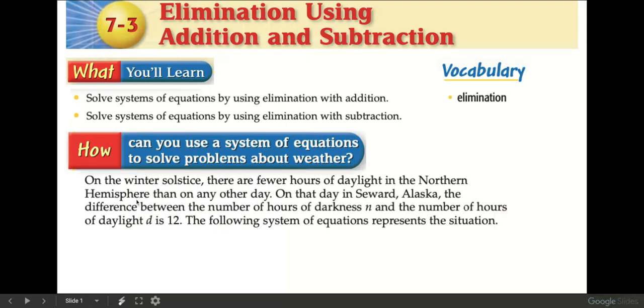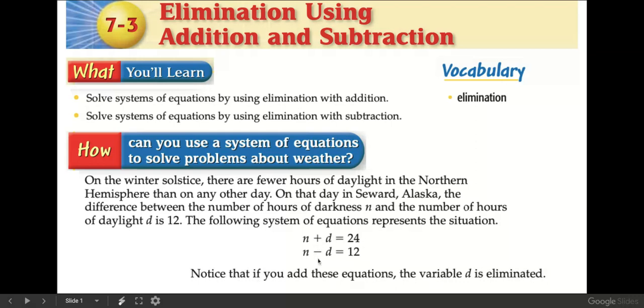On the winter solstice, there are fewer hours of daylight in the northern hemisphere than any other day. On that day in Seward, Alaska, the difference between the number of hours of darkness N and the number of hours of daylight D is 12. The following system of equations represents the situation. The number of night hours plus the number of day hours should equal 24 because there's 24 hours in a day. And the difference of the hours of night and the hours of day is 12.